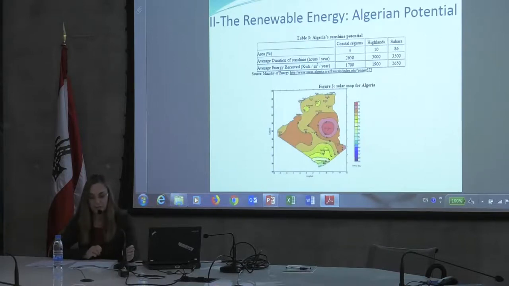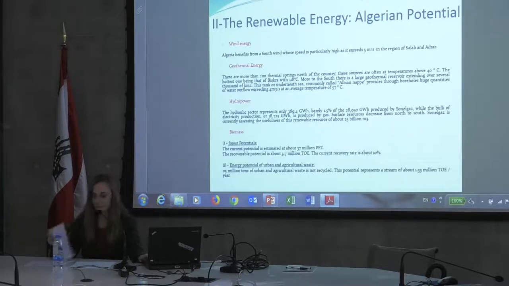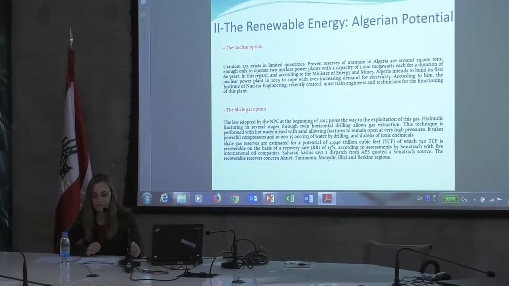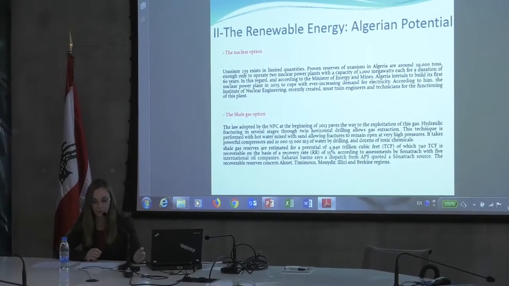Algeria has the largest solar potential in the Mediterranean area, with sunshine duration of almost all the territory of over 2,000 hours per year. Alternative options are wind energy, geothermal energy, hydropower, and biomass. Nuclear option generates low-cost electricity, but may lead to major risks, such as accidents, nuclear proliferation, and waste management.